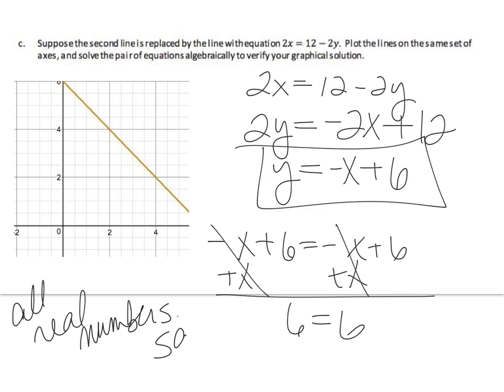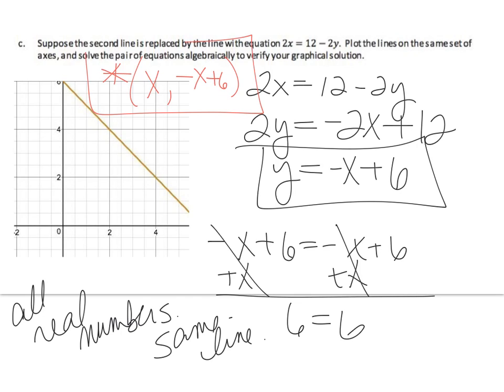You have the same line. They're equal. We could actually say that the solution is all points x, negative x plus 6 are solutions to the system. Okay? I've never seen a solution answered this way, so it's pretty exciting, pretty interesting to see the solution written that way.